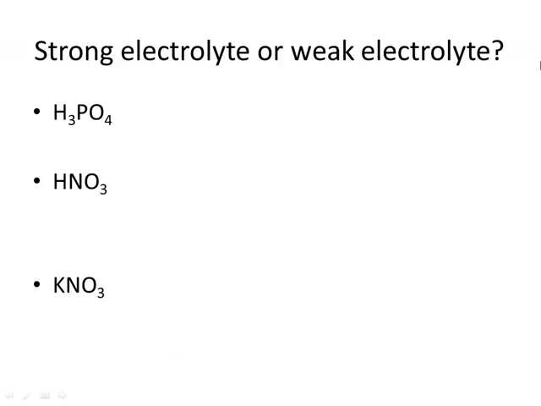Strong electrolytes or weak electrolytes? Well, I'm looking to see whether I have strong acids or weak acids, or whether I have soluble ionic compounds. H3PO4 is phosphoric acid. It's not one of my strong acids, so therefore it's not a strong electrolyte. This is a weak electrolyte. Nitric acid, however, HNO3, is one of my strong acids, so it's a strong electrolyte. KNO3, if we go back and check our solubility table in Chapter 8, is a soluble ionic compound, and so it is also a strong electrolyte, because it splits into ions when it goes into water, which is what electrolytes do.